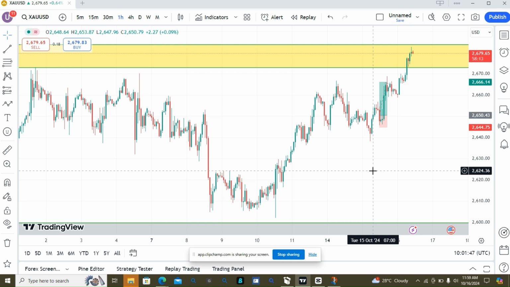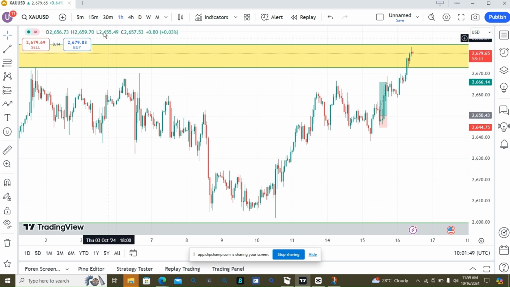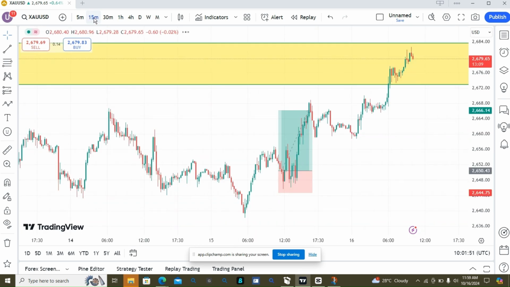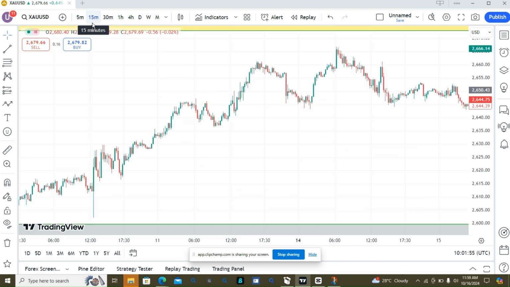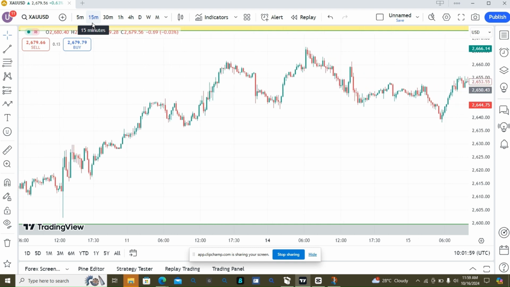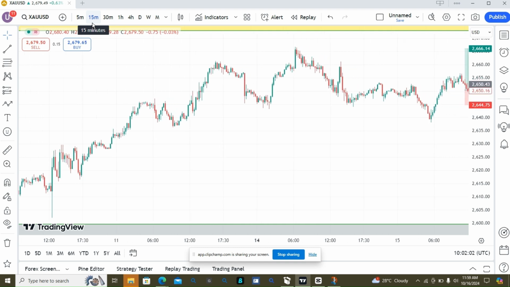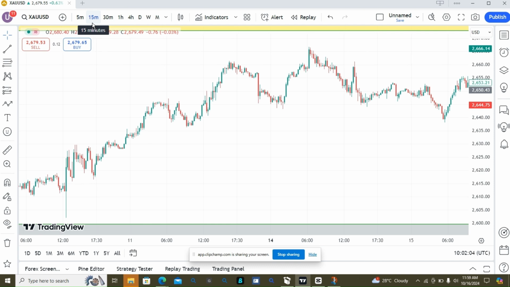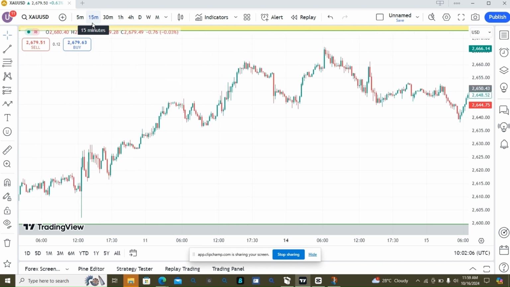So I scaled down to 15 minutes. This is the 15 minutes time frame. This price action was at this zone. It was at this zone. Yes, when I started observing this, what did I observe?